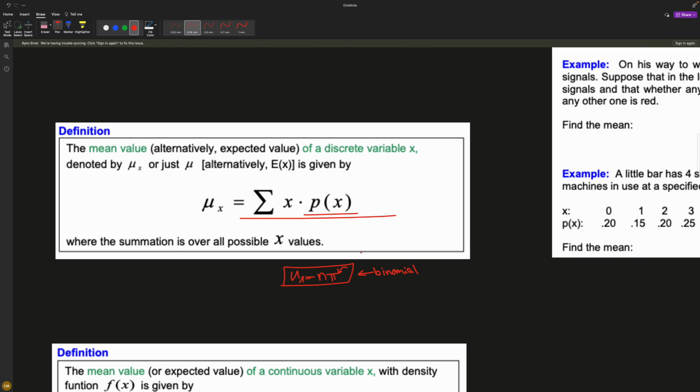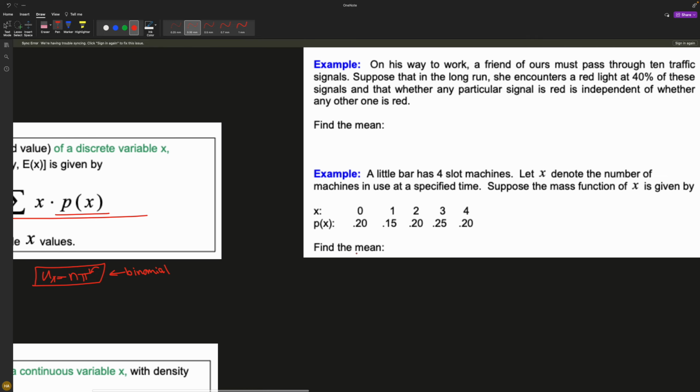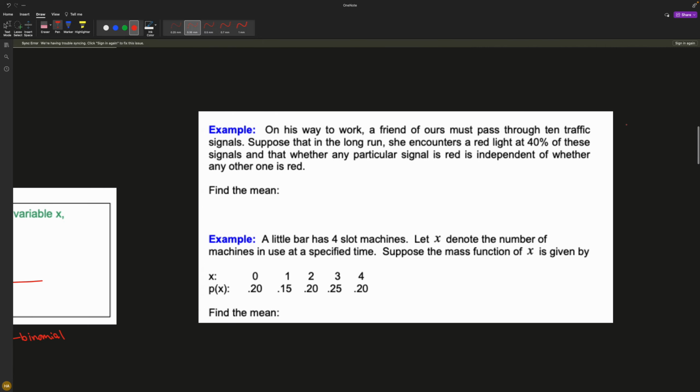Here, we'll go on the side with a little example. On his way to work, some person passes through 10 traffic lights. So this is 10; remember, n equals the number of trials you do. Then it says, suppose that in the long run, she encounters a red light 40% of the time. Remember, your pi is your probability, 40%, but obviously you don't put it as 40%, you put it as 0.40. And of these signals, whether any particular signal is red is independent of whether any other one is red.